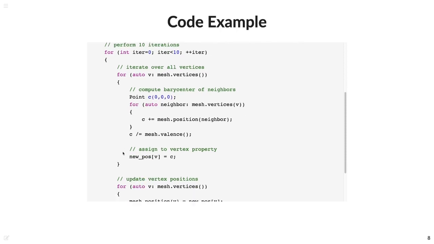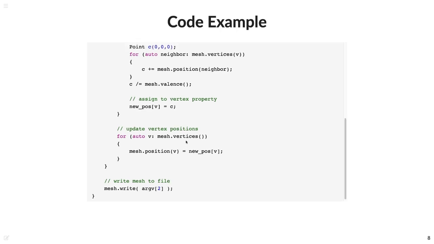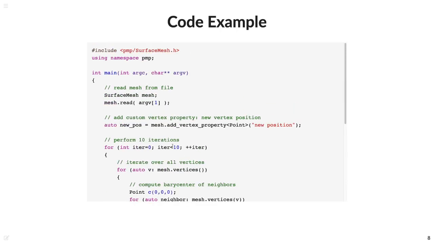Once we have computed a new position for every vertex, we just go through the list of vertices again and update the vertex position to be the new position. We do this 10 times, and then we write the mesh to a file name that is given on the command line. But this is just a quick example to get a feeling on how complicated or easy the data structure is.